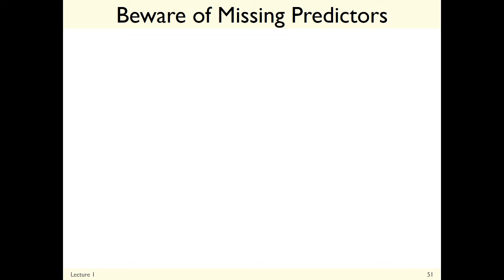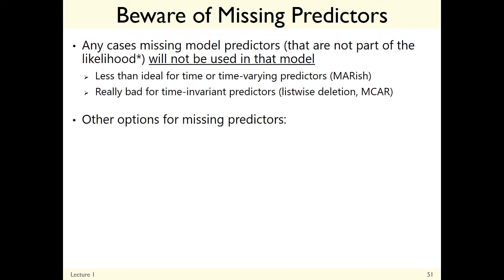Beware of missing predictors. So this is where I'm going to have to bum some of you out. So the rule is, in this software, any case that is incomplete gets dropped. If you are missing a predictor, that case is gone. So a case in this software is an occasion within a person. So incomplete occasions will be dropped. The model does not do anything with them. So this is less than ideal for time-varying information.